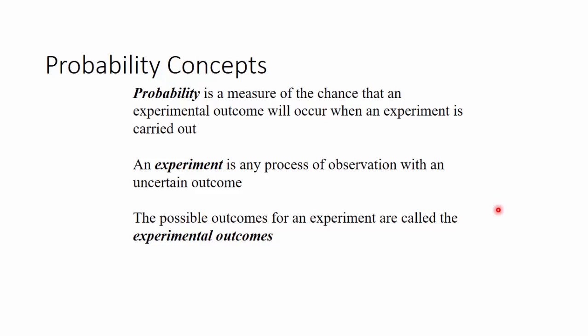Probability is basically a measure of the chance that an experimental outcome will occur when an experiment is carried out. Well, we are trying to define two new things, an experiment and an experimental outcome. An experiment basically is any process of observation which has an uncertain outcome. So it does not mean any process, but only those processes of which the outcome is not certain.